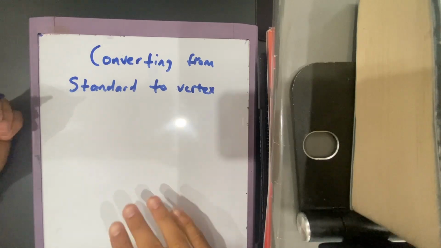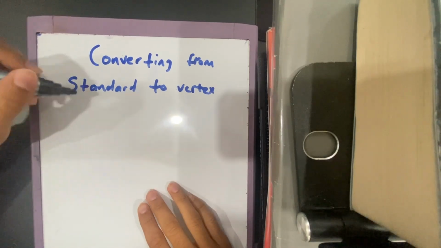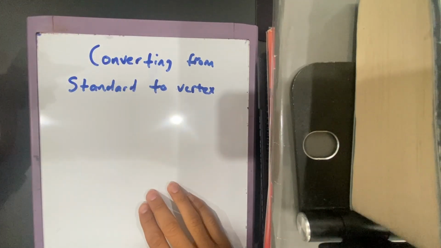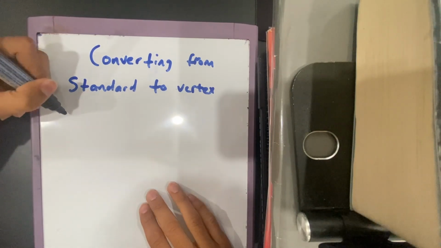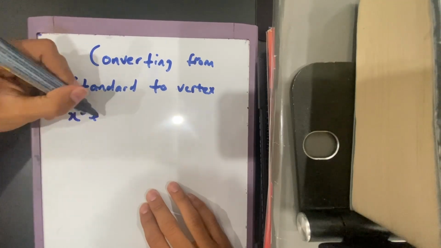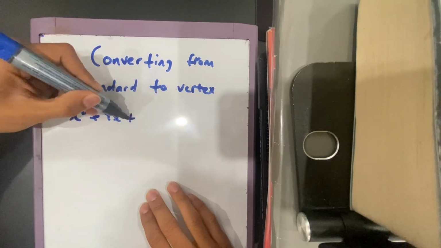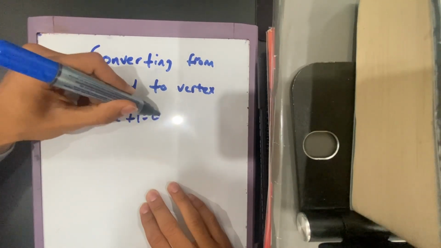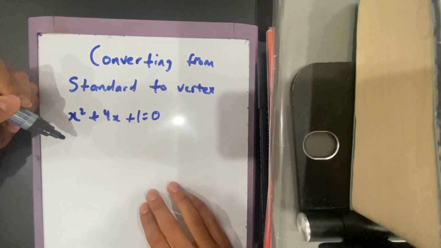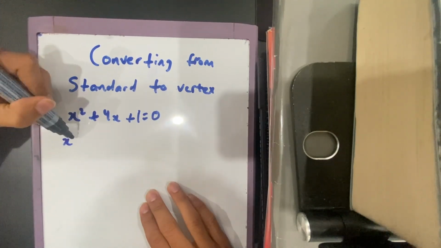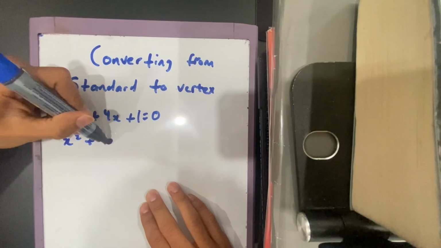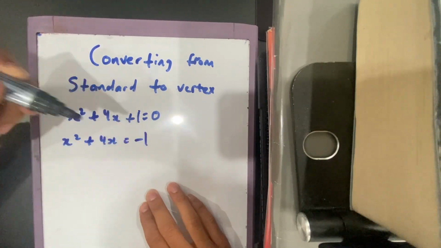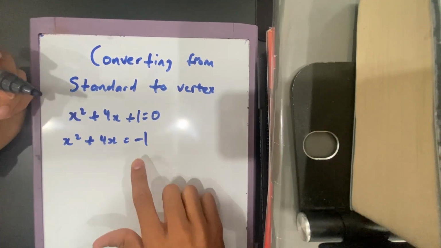Now we want to convert from standard form to vertex form. How we would do that is using a method called completing the square. For example, let's start with x squared plus 4x plus 1 and complete the square. How we would do this is put this 1 on the other side. This is what you get.